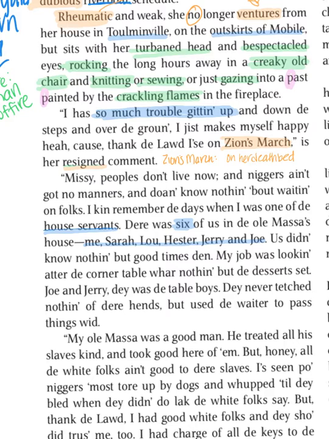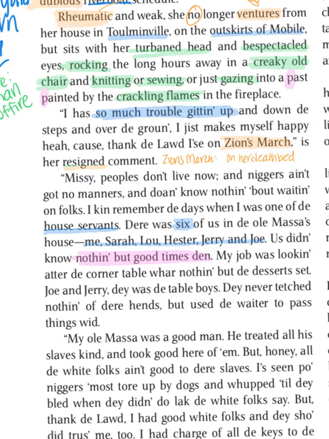What? Oh, interesting. This is kind of powerful and interesting, okay? We need to circle this. She didn't know nothing but good times. She was a slave in her master's house with 5 other people, but it was nothing but good times.